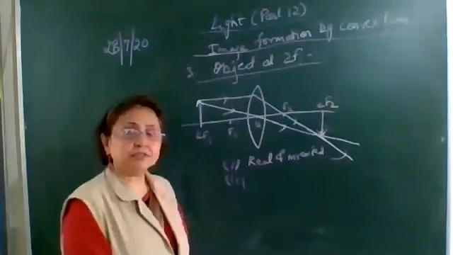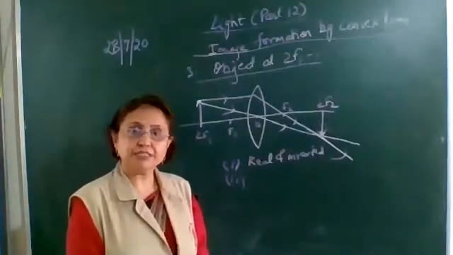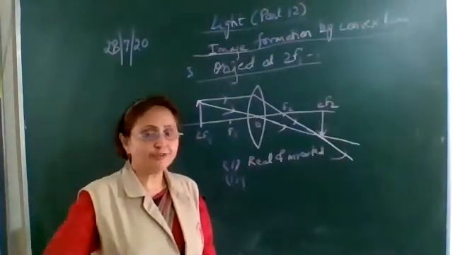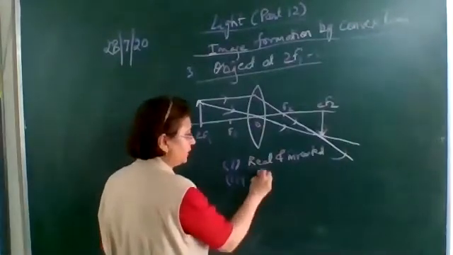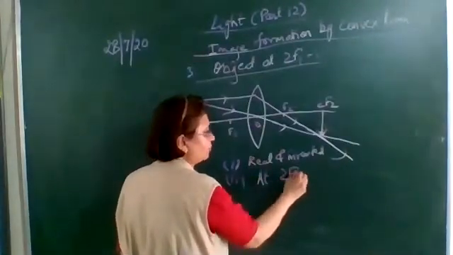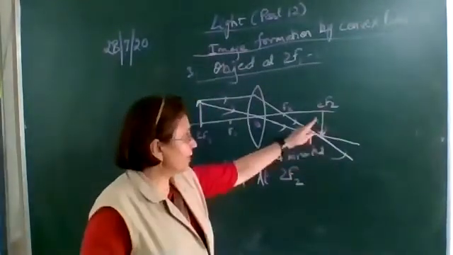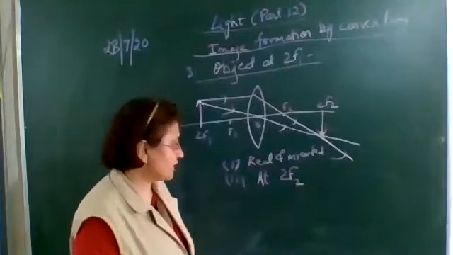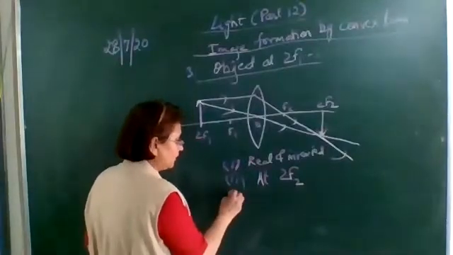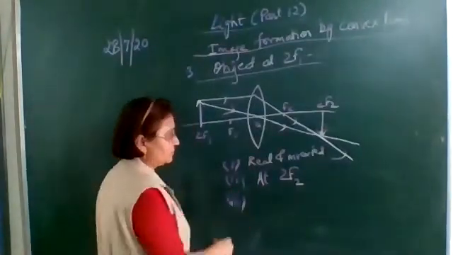Okay, second point, position of the image. Where is it formed? At 2f on the other side, or you may write down it is formed at 2f2. This is double the focal length, twice f on the other side. Okay, so at 2f2.